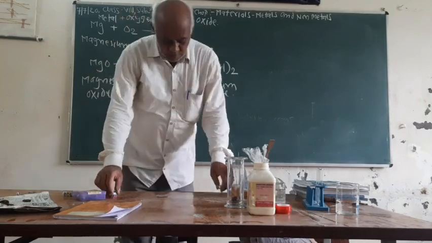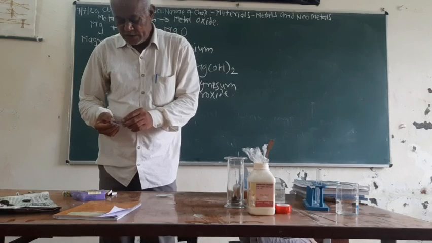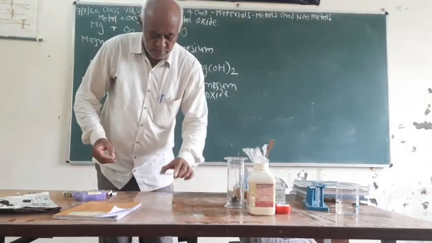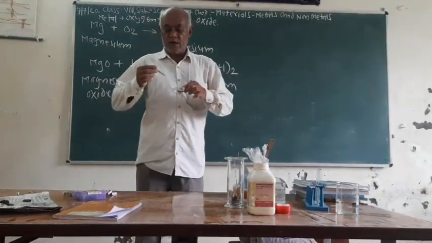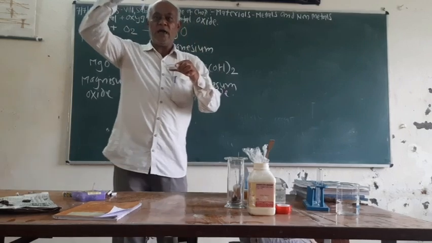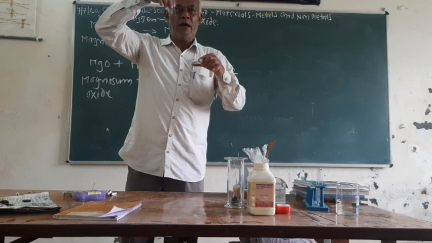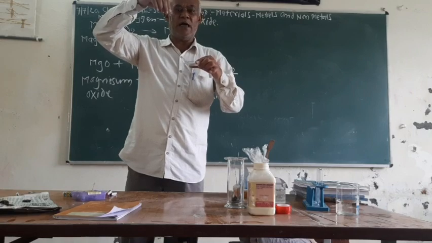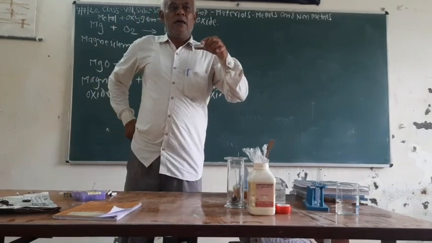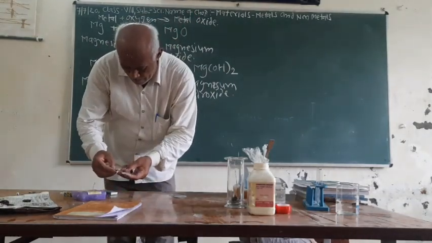So we test the chemical nature of this solution, magnesium oxide dissolved in water, with the help of blue litmus paper, and see what happens. We see no change at all when blue litmus paper is dipped in the solution containing magnesium oxide and water. Therefore, this solution is not acidic.